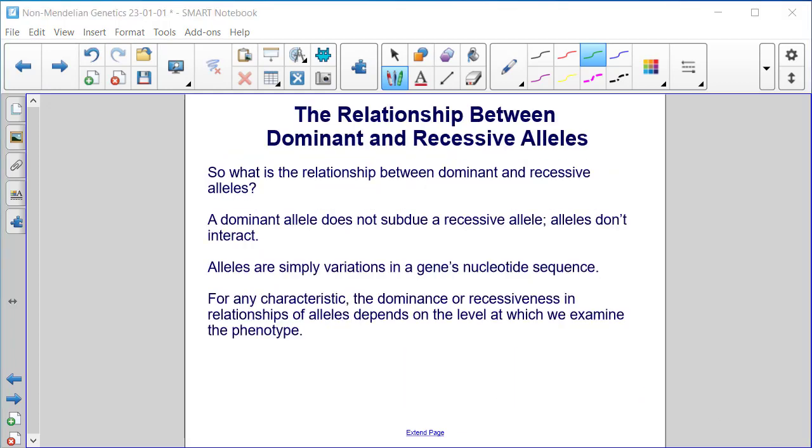So, what is the relationship between dominant and recessive alleles? A dominant allele does not subdue a recessive allele. Alleles don't interact. Alleles are simply variations in a gene's nucleotide sequence. For any characteristic, the dominance or recessiveness in relationships of alleles depends on the level at which we examine the phenotype.